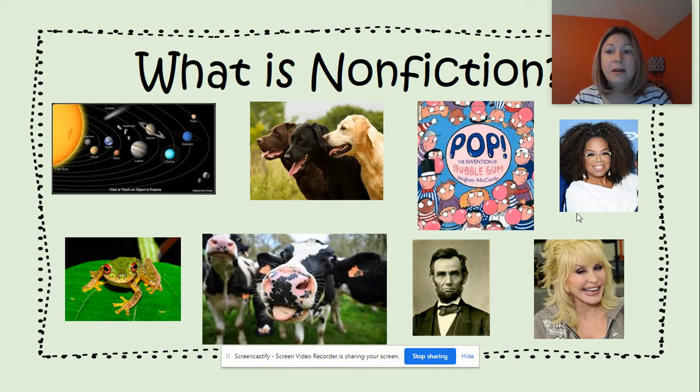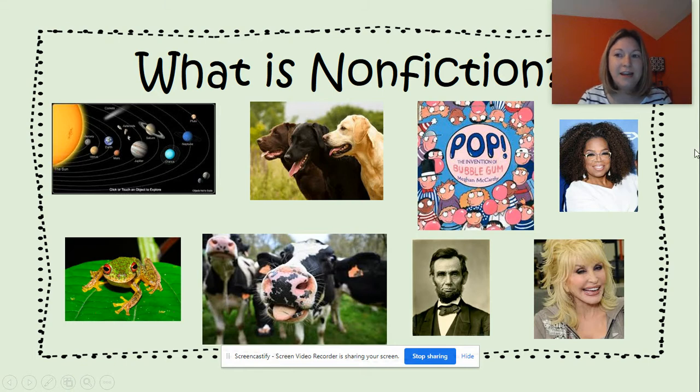Some topics that are examples of nonfiction writing could be about the solar system, could be about animals like frogs, cows, and dogs, can be about people such as Abraham Lincoln, Dolly Parton, Oprah Winfrey. It can also be about the history of things too, such as my personal favorite, the invention of bubble gum.